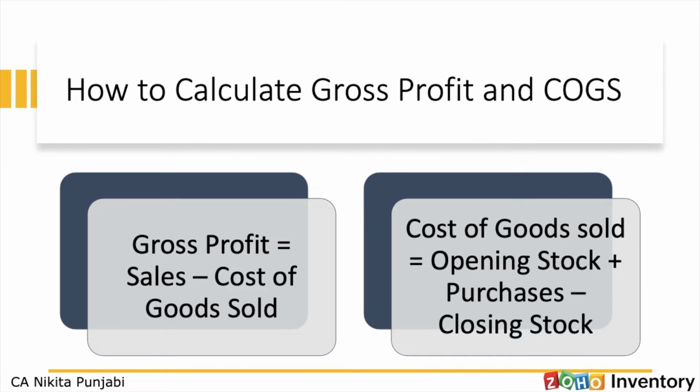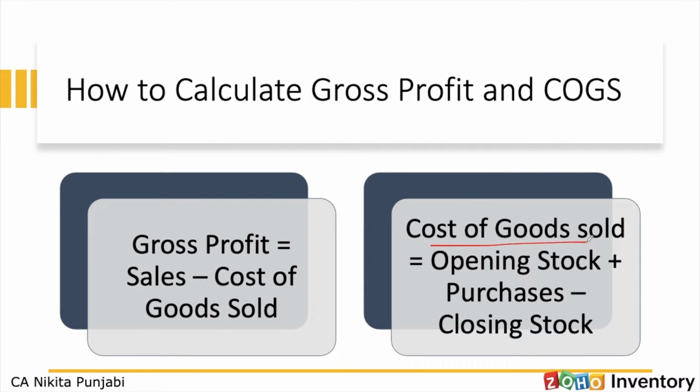Before we go to that question, let's see how to calculate gross profit and cost of goods sold. I keep saying that the value of your inventory affects the profitability of your organization. So let's see how gross profit is calculated. Gross profit is nothing but sales minus cost of goods sold. What is more important here to know is how do you calculate cost of goods sold?